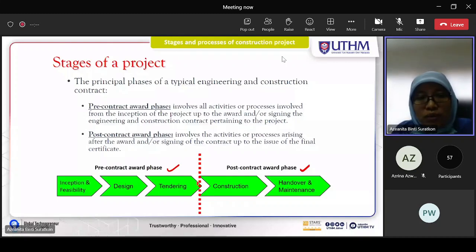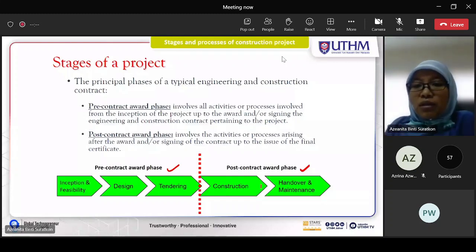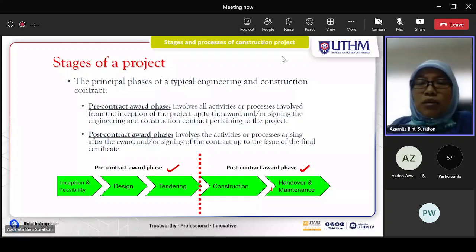And then post-contract award phase involves the activities or processes arising after the award and signing of the contract up to the issue of the final certificate. So here normally we complete the construction, handover and maintenance. So normally before the handover, we have this final certificate lah, to sign that the project is already completed. All the payment have been made from client to the contractor.